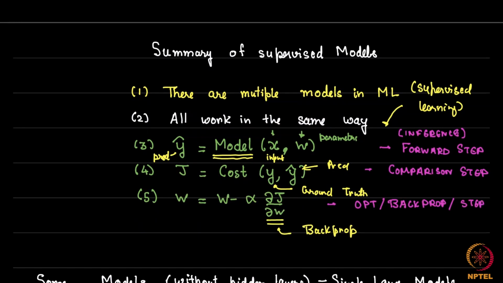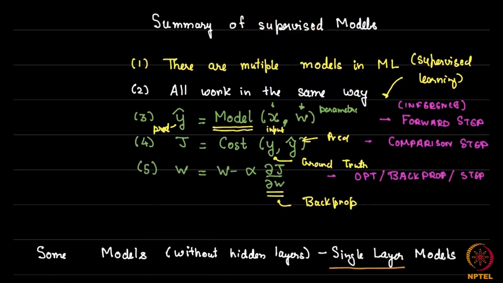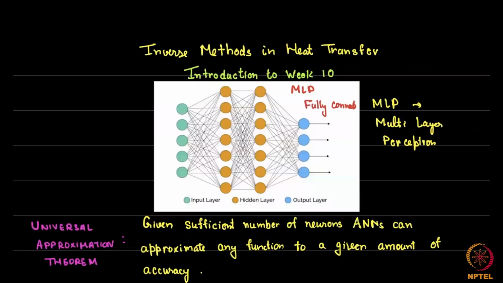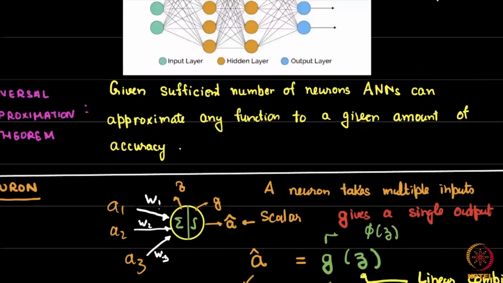Now, what we want to do is to look at all the models we have looked at so far in this course in the same light. Okay, some of the models which we have used so far without using any hidden layers, let's call them single layer models. So a single layer model will function like this. There will be an input, there will be an output, and there will be no intervening hidden calculation going on.